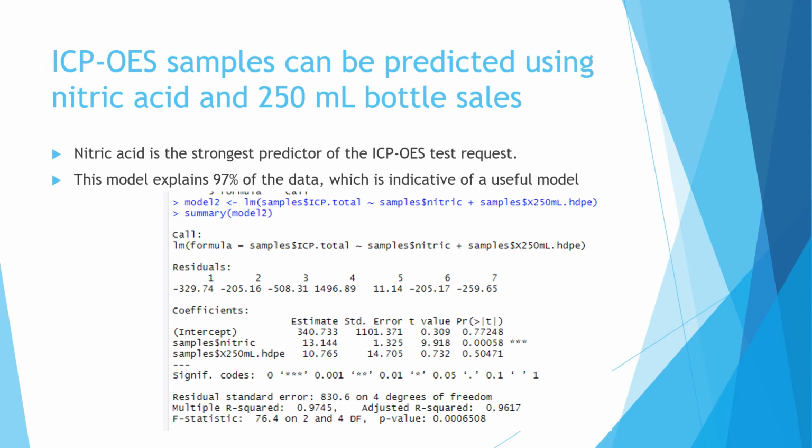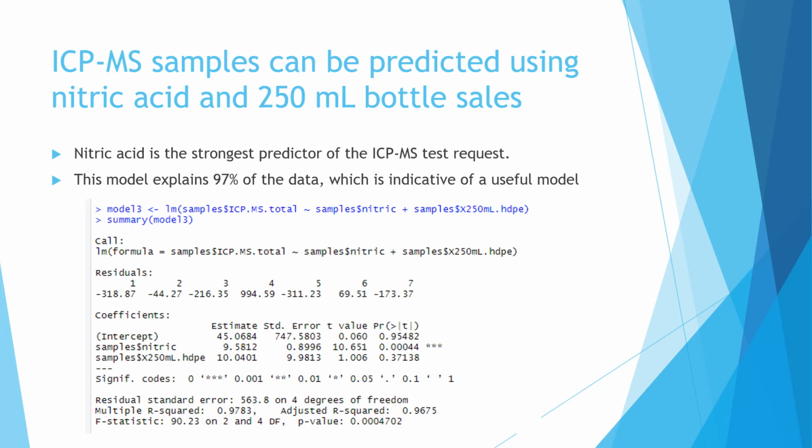The nitric acid variable was significant, so take a look at that high t value and the low standard error. That's a useful field supply to monitor to predict ICP-OES logins. And so using this mathematical model, you can plug in how many nitric acid and bottle sales, how many quantities you've sold, and you can predict how many samples you might expect to be logged in based off of this data. And so this looks like it's going to be a useful model.